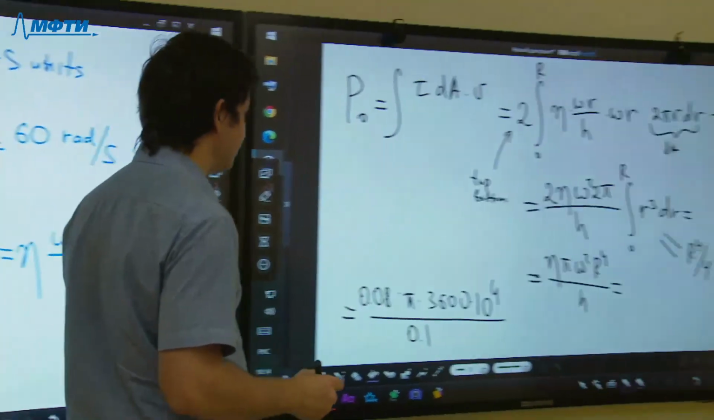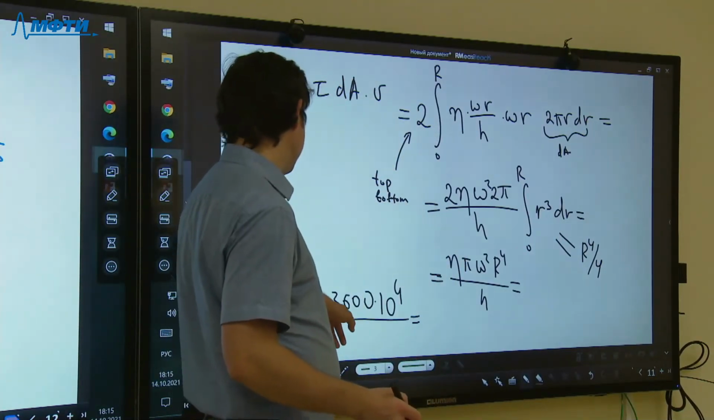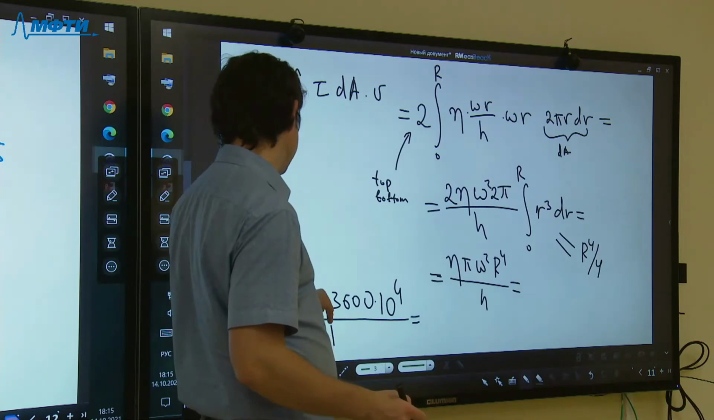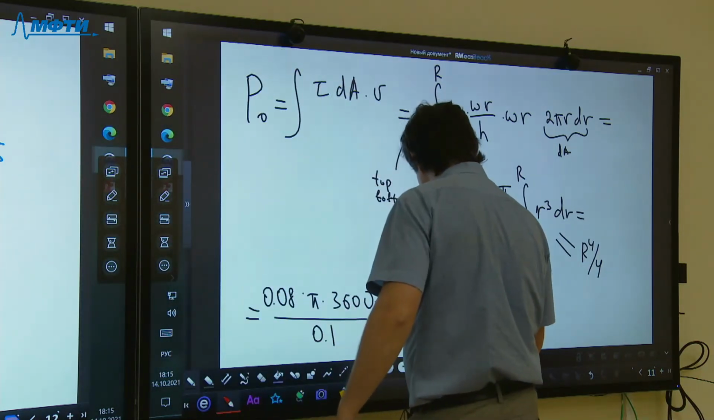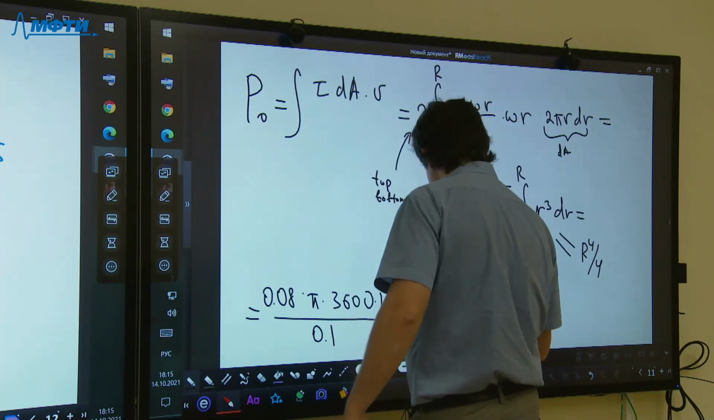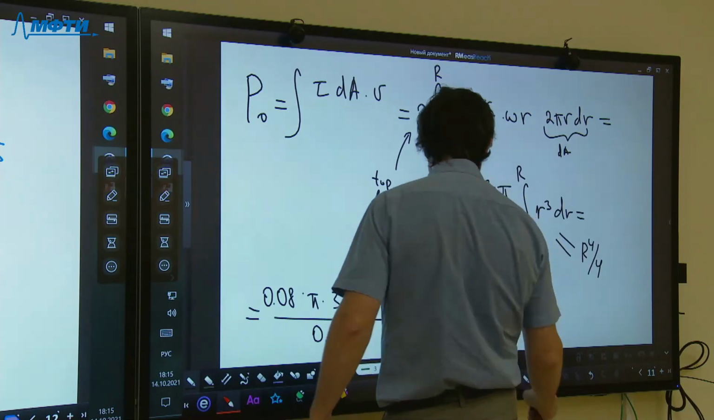Oh, that's quite a large quantity actually. So 10 to the 4, 10 to the 4, but here 10 to the minus 2. So that would give you 10 to the 6 times 8 pi times 3.6.